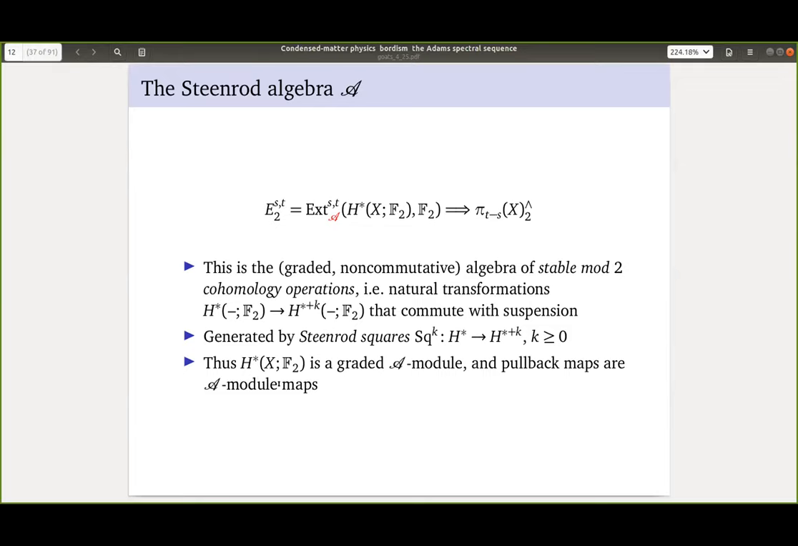The module action does not make this into an algebra. So cup product does not play perfectly with this, though it does interact pretty well, just not quite good enough. So that's the first thing.